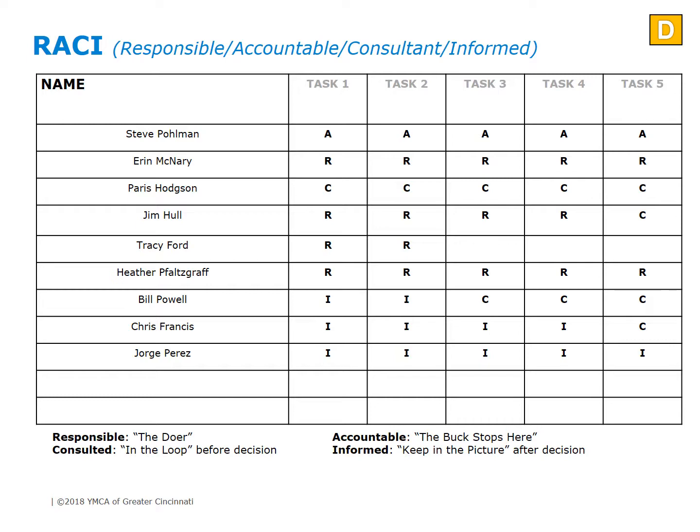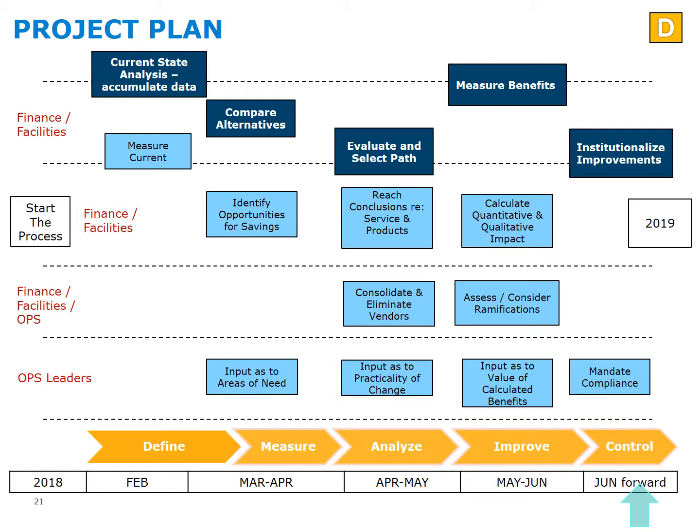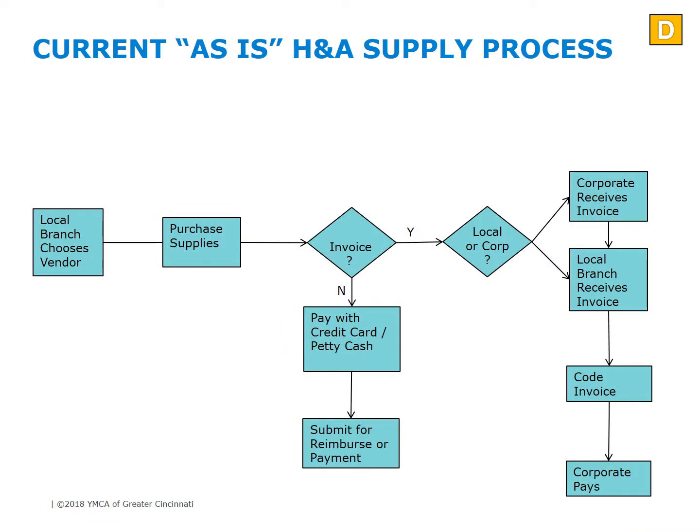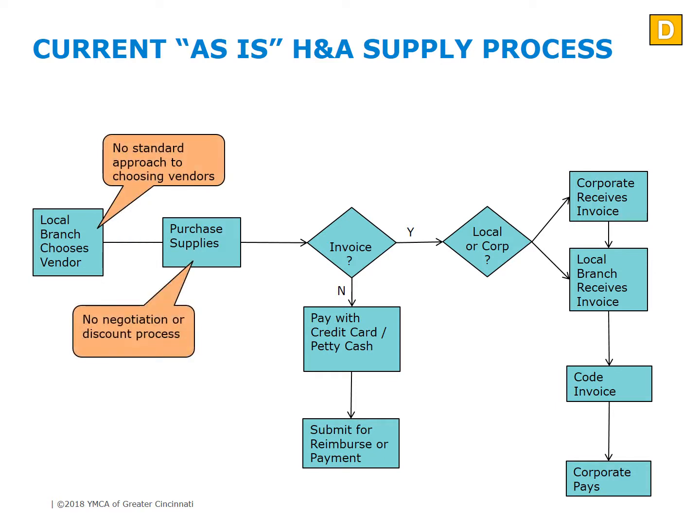The project plan shows a timeline of how the project was executed. Notice the months along the bottom that show exactly when a task was planned and completed. A high-level process map shows the current as-is process for obtaining housekeeping and admin supplies when the project was started. A closer look shows several areas that could be improved. And this is waste identification.